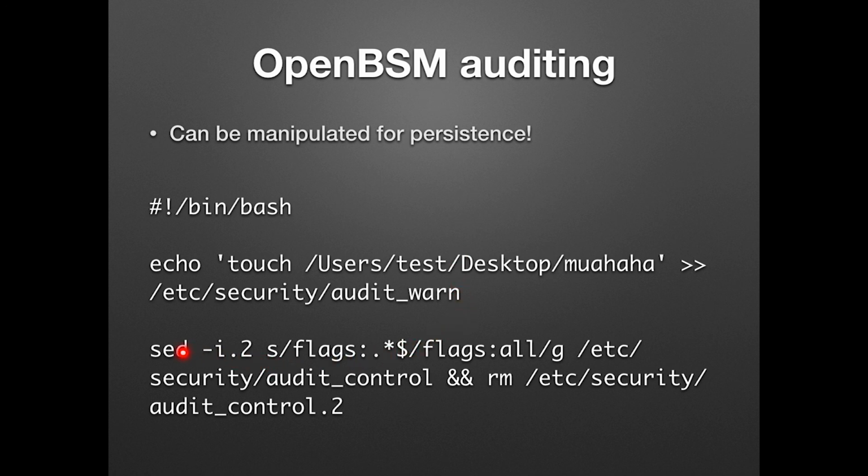Then the second thing it does here is it uses sed to change that flags line. So it looks for whatever that flags line is, and it changes it to flags : all. And for whatever reason, and I don't fully understand why this happens, if you specify specific flags, like the LO flag means log in, it doesn't seem to trigger the script when you log in if that flag is set. I don't know why. But if you set it to flags all, then when you restart the machine, it will run that audit warn script, and it'll run your malicious code that you've tacked onto the end of it.